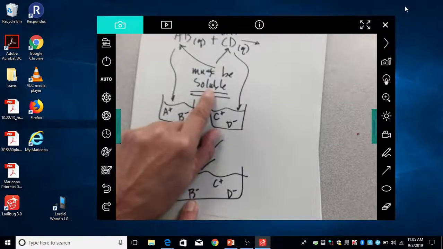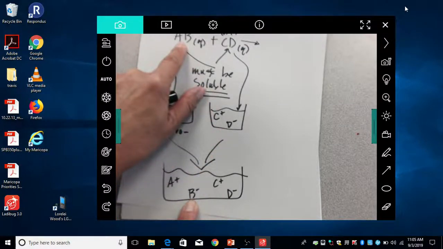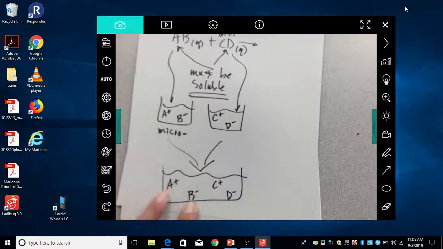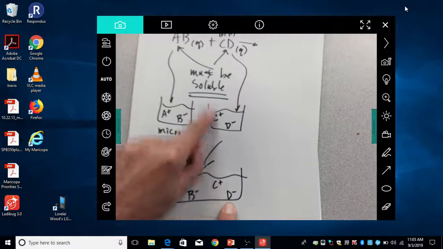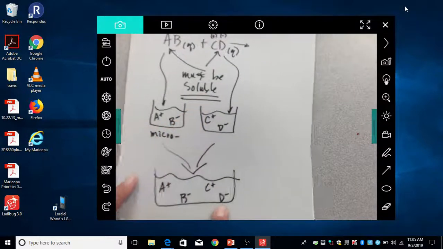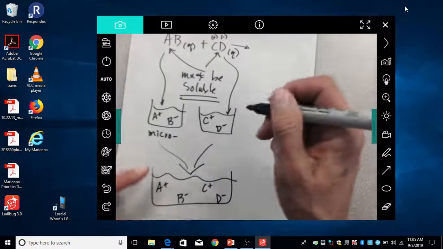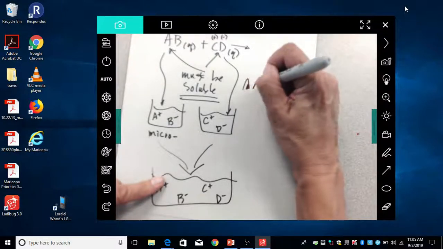Remember what we said about A and B? Would they recombine? No, because they're soluble. They don't like each other enough. They like water better. Would C and D recombine? No, because they're soluble.